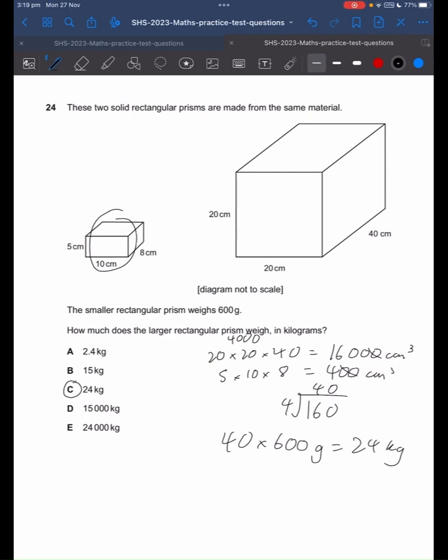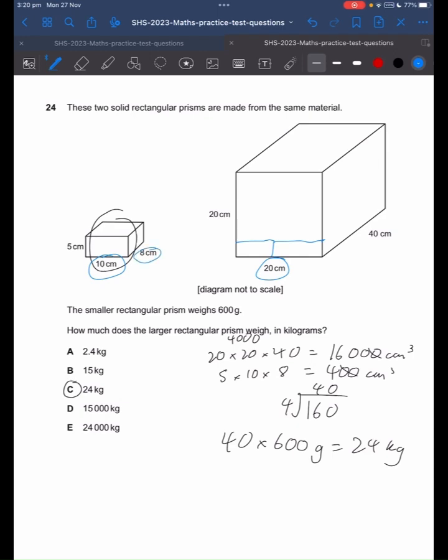Now, if you're uncomfortable with dealing with big numbers like this, another way you can do it is try to fit them in. So how many times does 10 centimeters go into 20 centimeters? The answer is 2 times. So it goes in like this, 2 times.